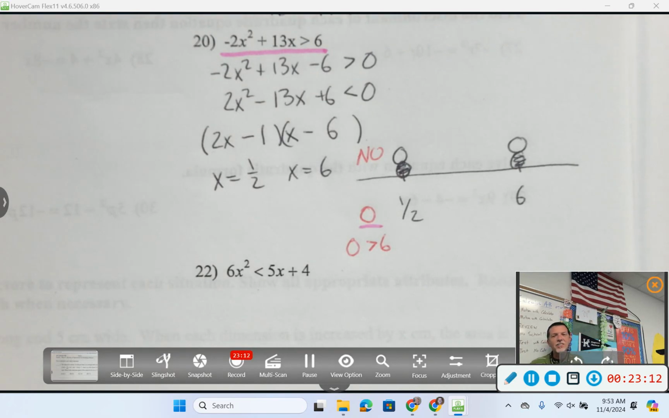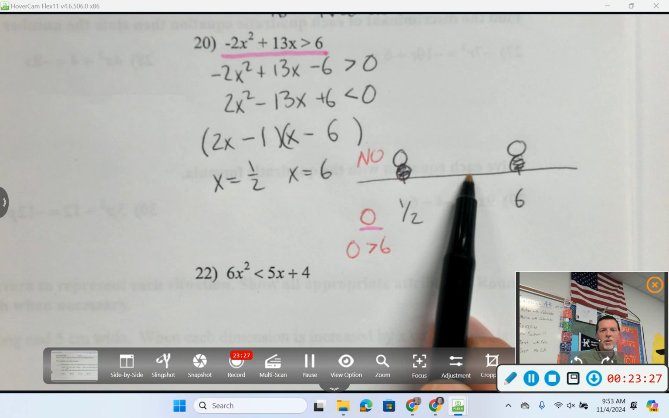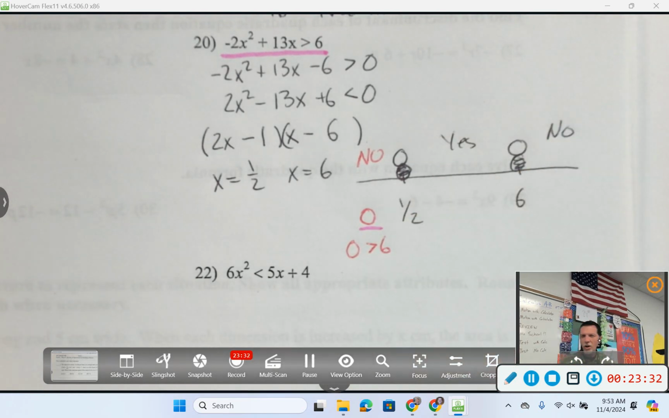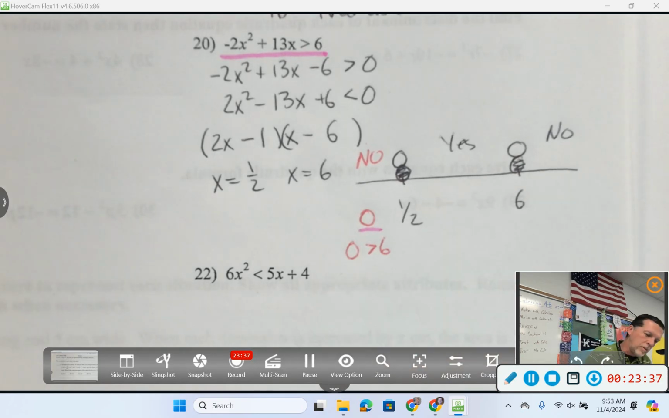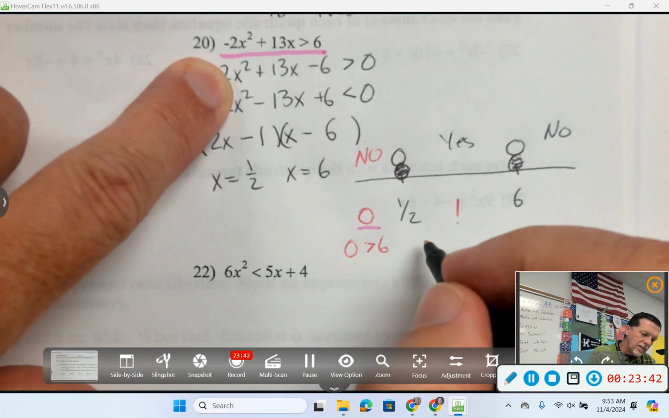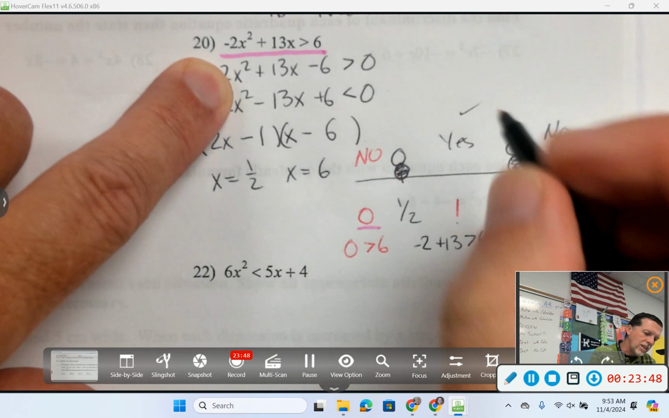All right, if you're feeling confident, how many more intervals do I need to test? Well, if I'm feeling confident, I don't have to test any. So how do I figure out what the other two are? Like this one's no. What's this one going to be? They'll alternate. If you're not sure, or you felt like it was a hard problem, or there was something tricky about it, then by all means, plug something else in. Plug 1 in, and that should work. Let's see, that's negative 2 plus 13 is greater than 6. Yeah, that's right.